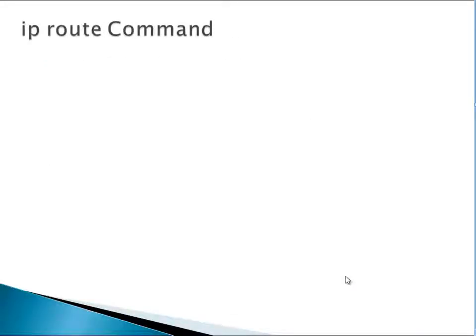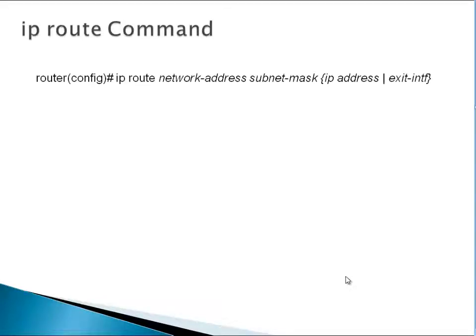Okay, the ip route command. This is the command to create the static route, so it always starts with ip route. First you need to be in global configuration mode, config, and the command starts with ip route, and then where are you going? The destination network address, then the destination network subnet mask, and then the exit. You're going to send it to your neighbor's IP address or to your exit interface.